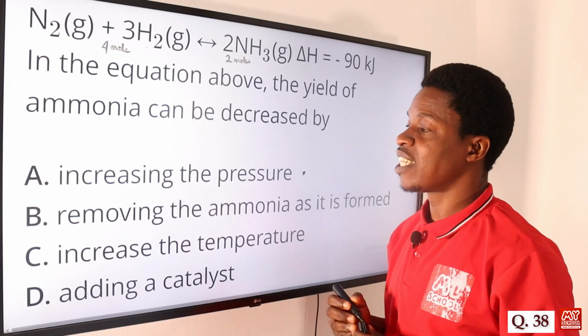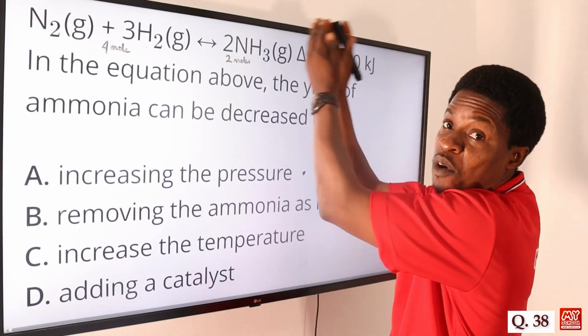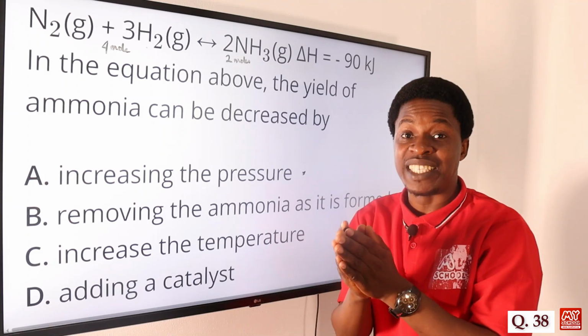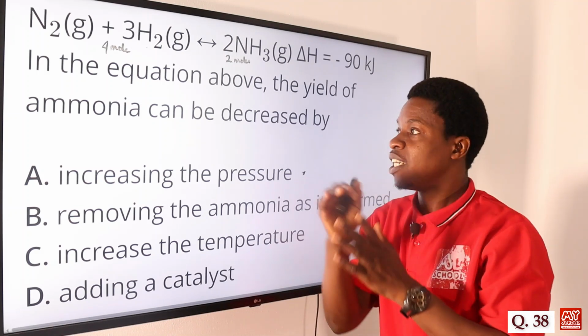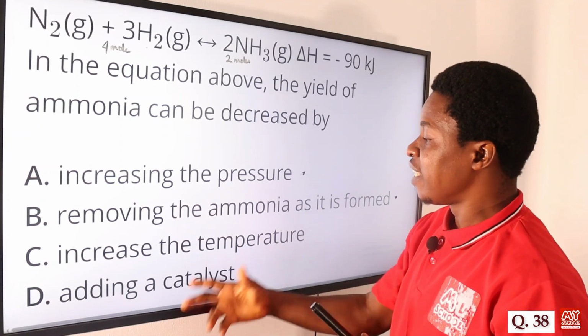So we eliminate that. Option B says removing the ammonia as it is formed. If you remove the ammonia as it is formed, that means you'll be producing more of the ammonia. So the ammonia yield will be increased, not decreased as in this case. So this is also eliminated.